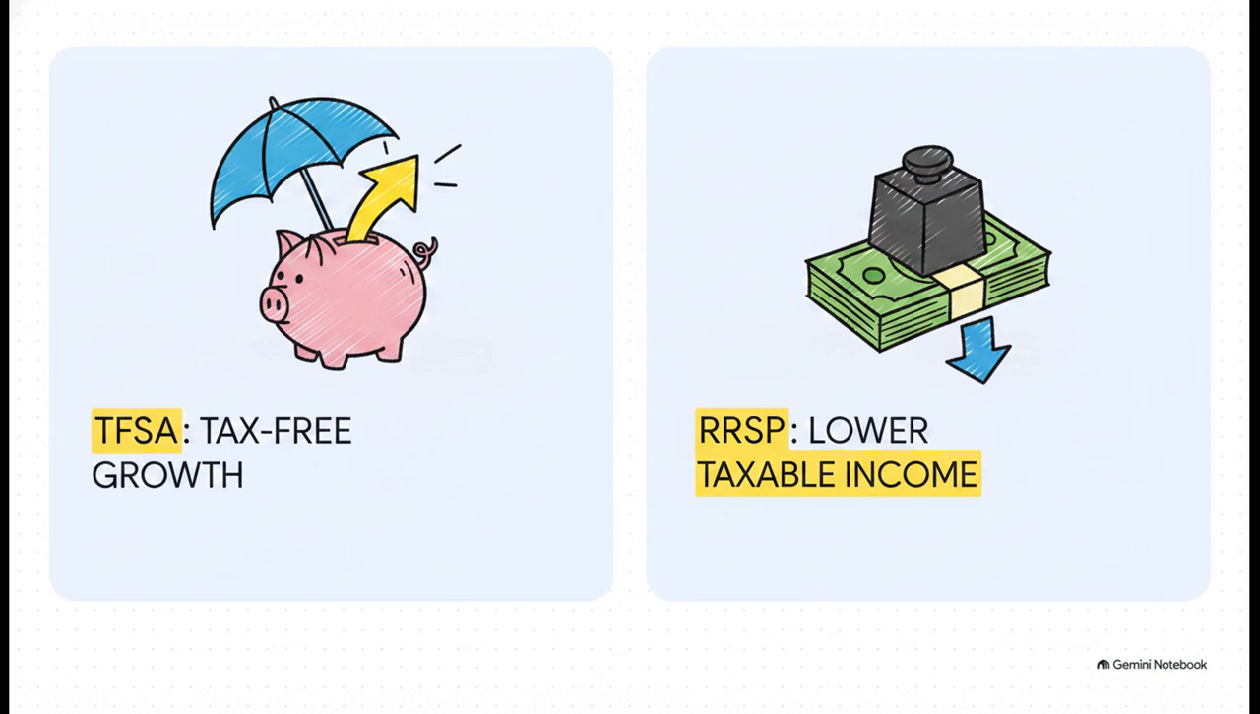But on the flip side, an RRSP, the Registered Retirement Savings Plan, well, that's a tax-deferred account. The primary feature they test for an RRSP is that your contributions actively lower your taxable income for the current year. It gives you an immediate tax deduction.